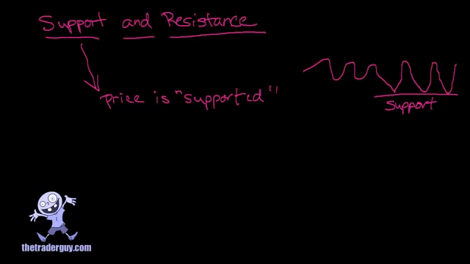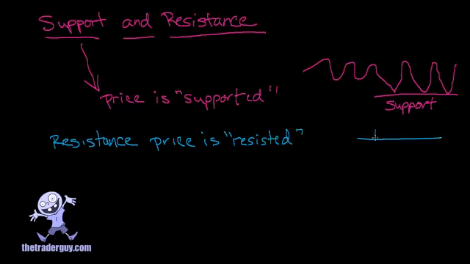Now, let's contrast that with the concept of resistance. Now, resistance, go ahead and make this a different color here, is simply where price is resisted, just like it sounds. Now, exact same thing, but in reverse. So there is a price, and this is our resistance area, and the market goes up, and it just can't get above that. In other words, price is being resisted at that point in the market.